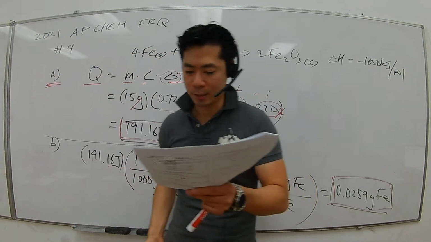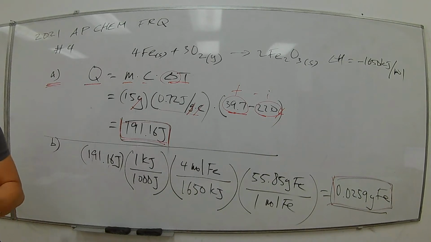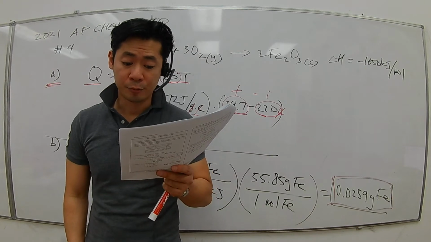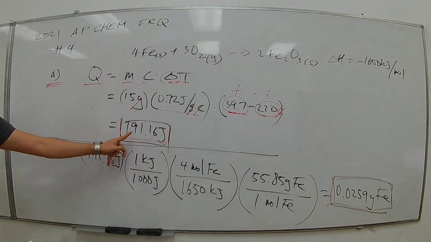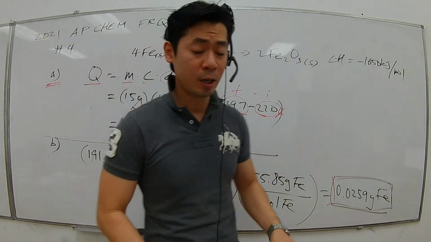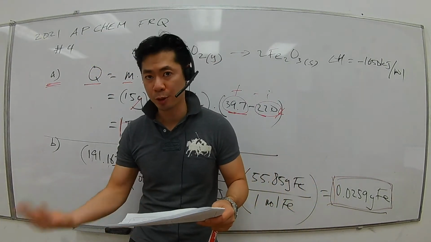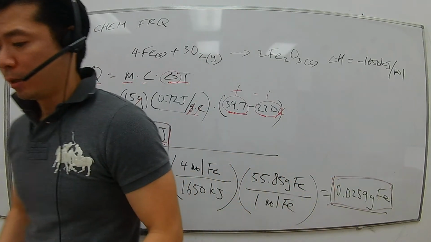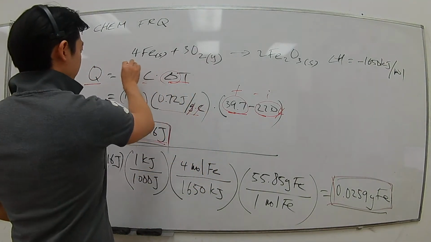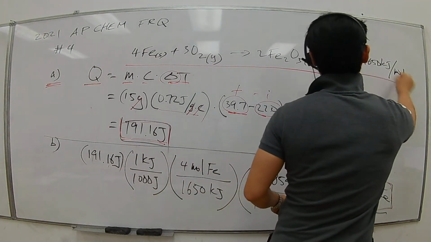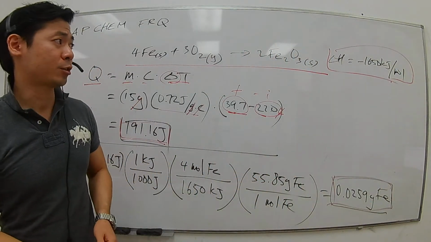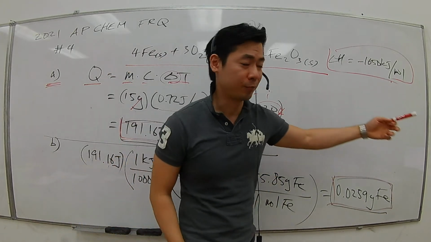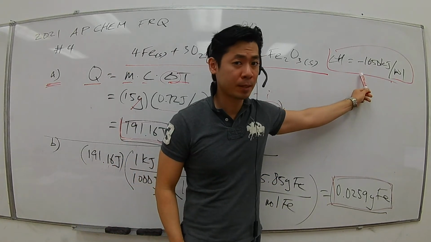In part B, the question is asking, calculate the mass of iron in grams that reacted to generate this much heat. So if you are to create 191.16 joules of energy, then what mass of iron must react? They provide you with the equation and the delta H of the reaction, which is negative 1650 kilojoules per mole. You have to understand what this value is.